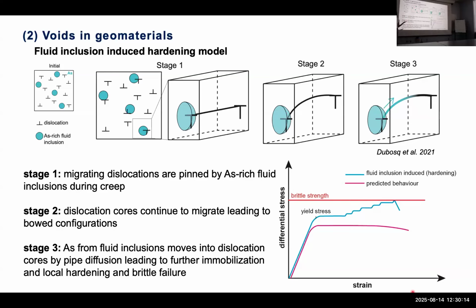But then, since these dislocations are linked to arsenic-rich fluid inclusions, we have pipe diffusion that starts to occur. So the arsenic diffuses from the fluid inclusions into the dislocation cores, and this further immobilizes the dislocations. So this will lead to local hardening and therefore will promote brittle deformation in the pyrite. So these results actually contradicted the initial hypothesis that fluids always have a weakening or softening effect within minerals.